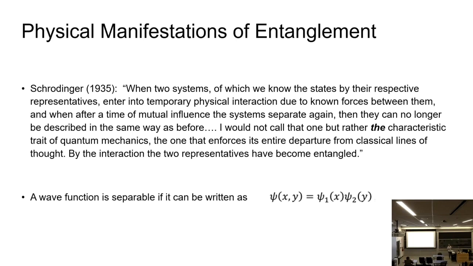So what prompted Schrödinger to call entanglement the characteristic trait of quantum mechanics was a paper published in 1935 by Einstein, Podolsky, and Rosen, thinking about an EPR experiment.